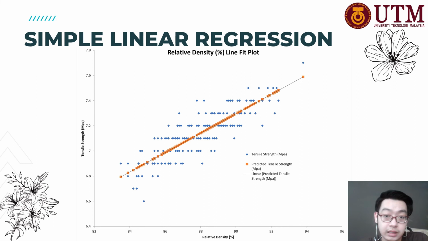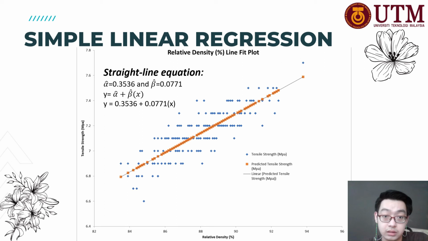This is the graph for the simple linear regression after we use Excel and plot it. Since we know the values of alpha and beta, we just substitute into y equal to a plus bx, and then we get the straight line equation y equal to 0.3536 plus 0.0771x.